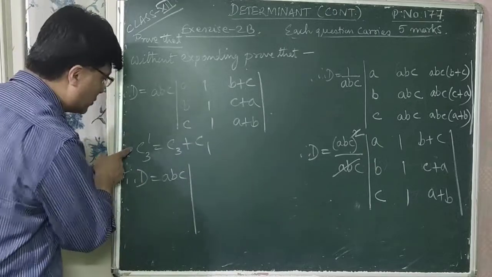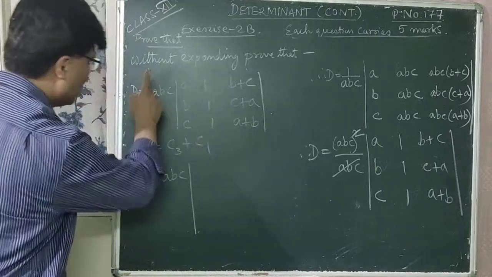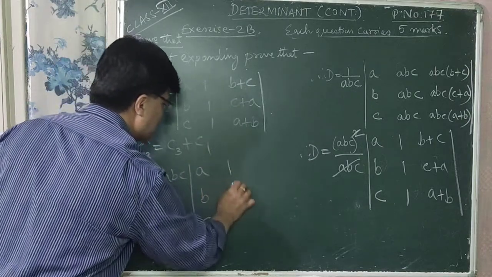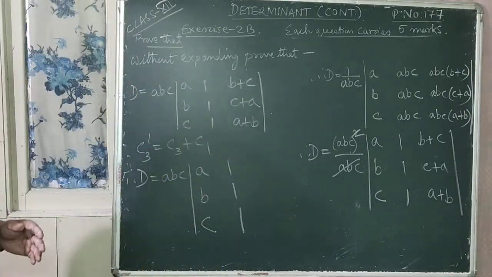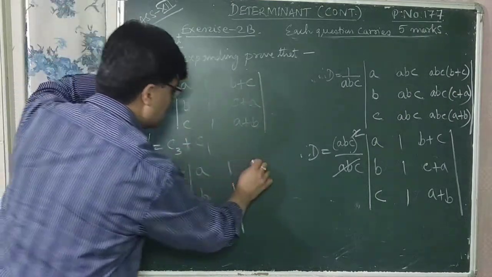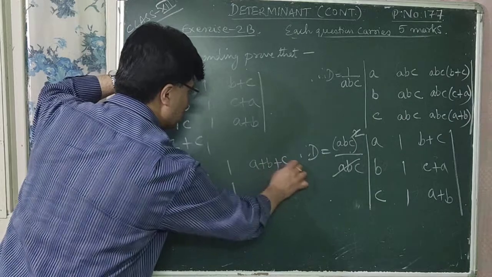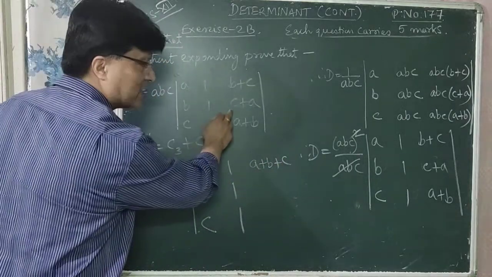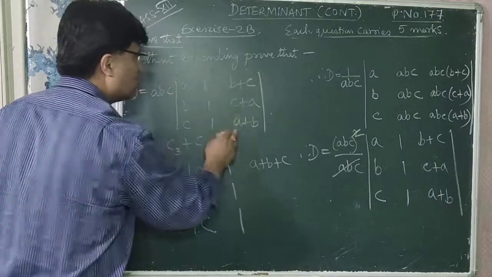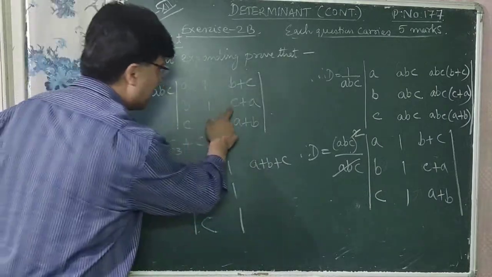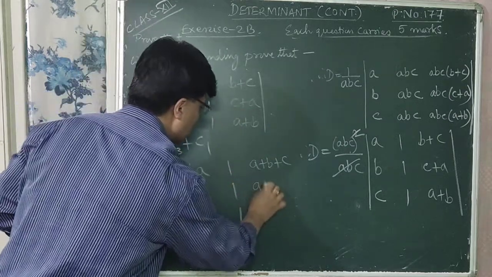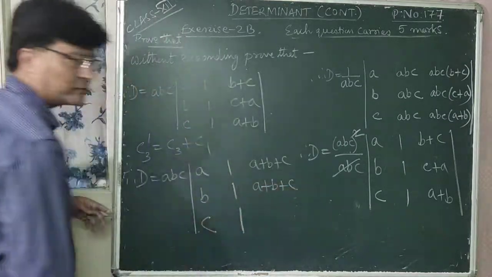Now only column 3 is changing, right? First column remains same, second column also remains same. Now third column changes. So how does it change? B plus C plus A means A plus B plus C. Similarly, what is the second element of the new third column? C plus A plus B. That is also A plus B plus C.